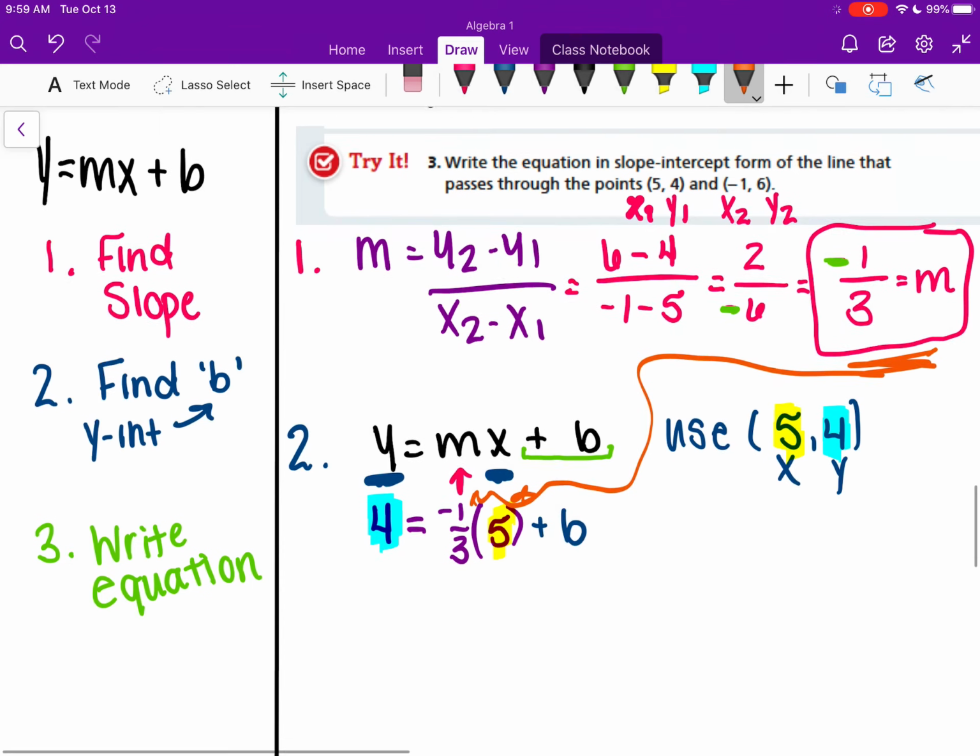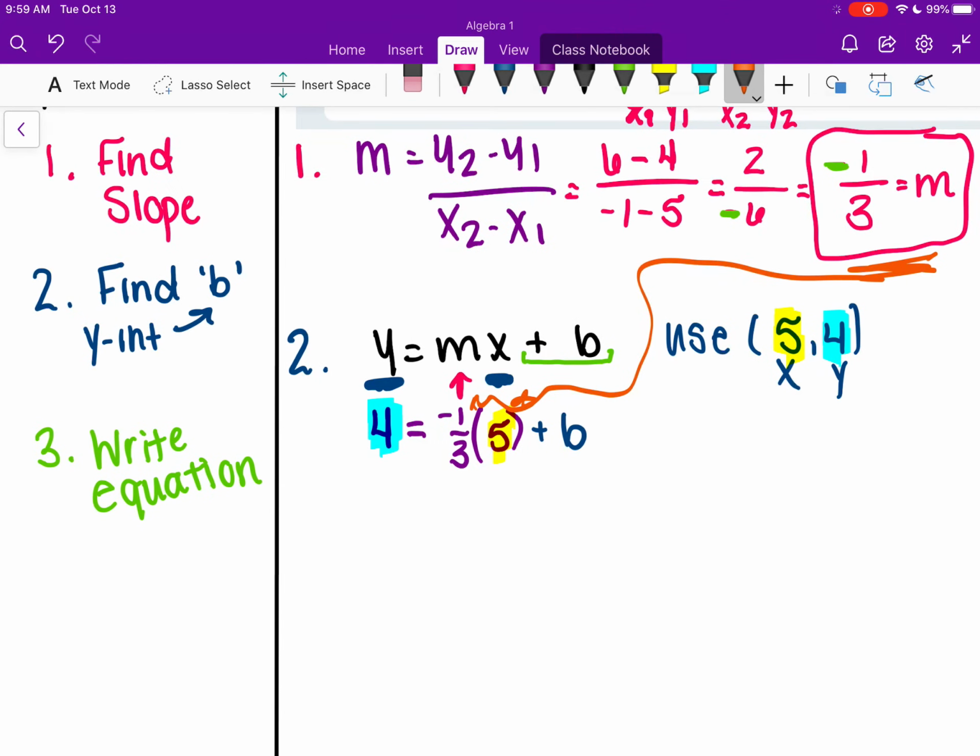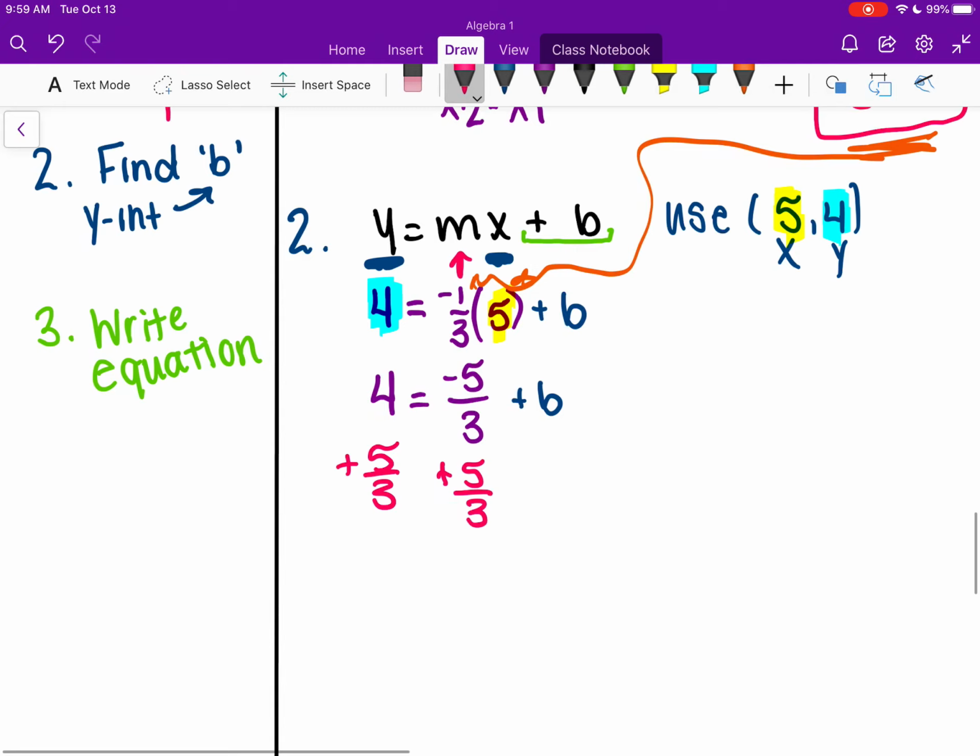Let's do that math. You can open up a calculator. You've got access to one. What's negative 1/3 times 5? Negative 5/3. So 4 equals negative 5/3 plus b. We don't know that b. What is it? Don't know. I'm going to find out. And don't get scared that that's a fraction. It's just a number. If I wanted to get that b by itself, I have to undo the negative 5/3. Well, the opposite of that would be positive 5/3. So add positive 5/3 to both sides.